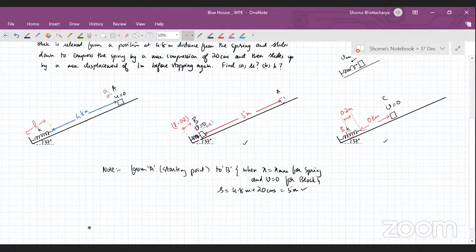So now you see if we apply, so first of all, we take a system as the block plus the spring plus the Earth's gravity. Okay. So spring force and mg, they are internal conservative forces.